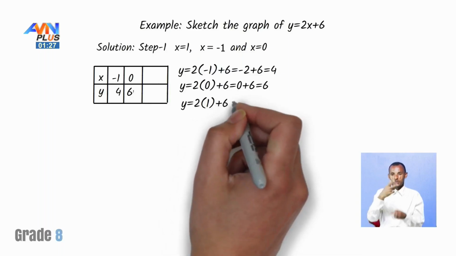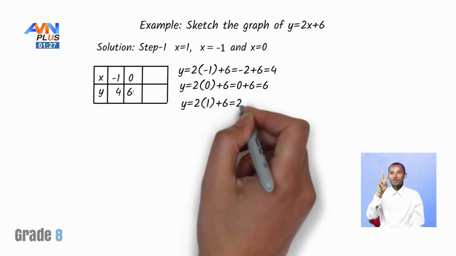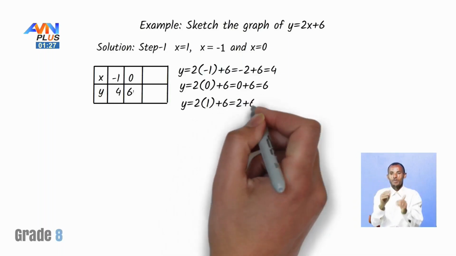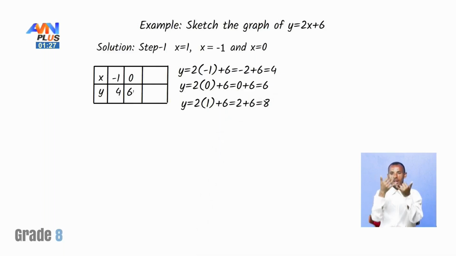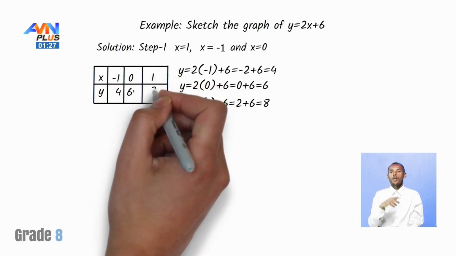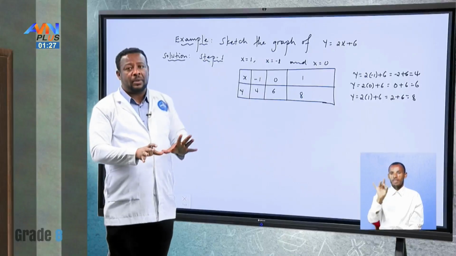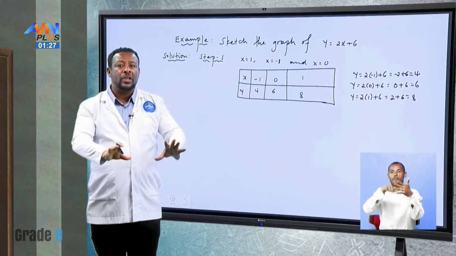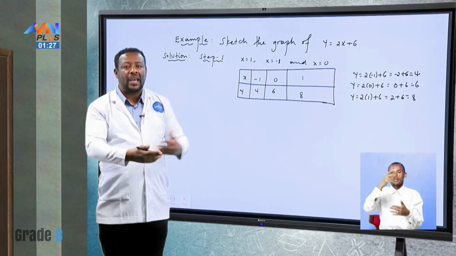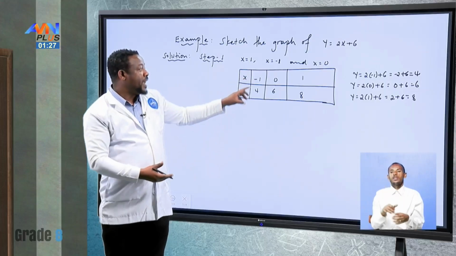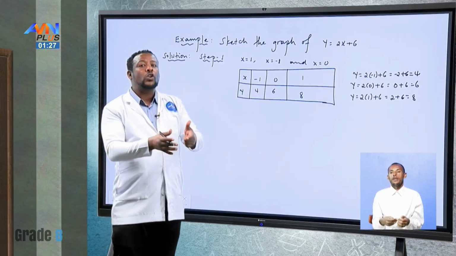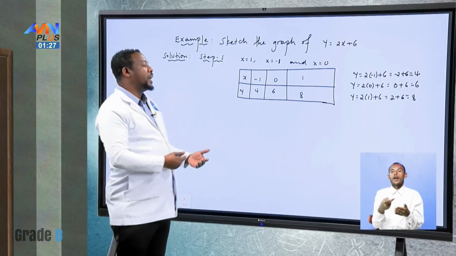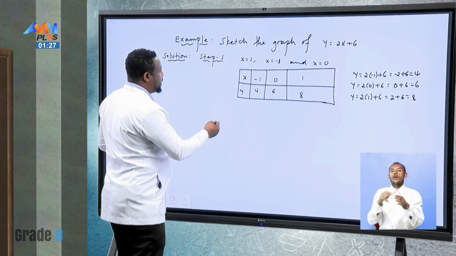2 times 1 is 2, and 2 plus 6 will be 8. So this result is 8. Now we have (1, 8). Okay, this is the first step: construct a table of values and obtain the values of x and y. So this x and y form an ordered pair. Those ordered pairs should be plotted on the Cartesian coordinate system.